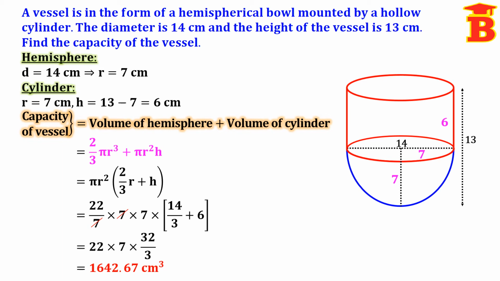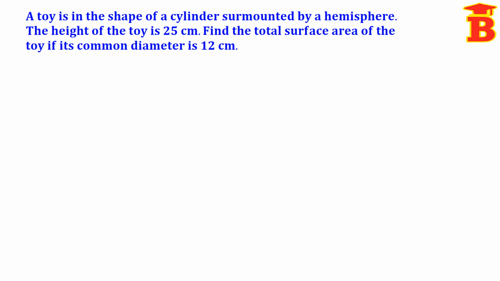Next problem. A toy is in the shape of a cylinder surmounted by a hemisphere. The height of the toy is 25 centimeter. Find the total surface area of the toy if its common diameter is 12 centimeter.